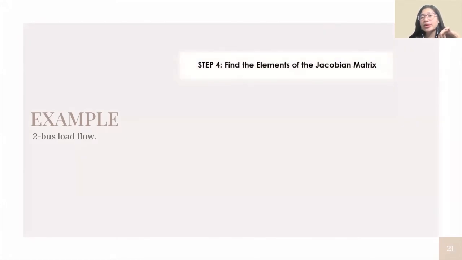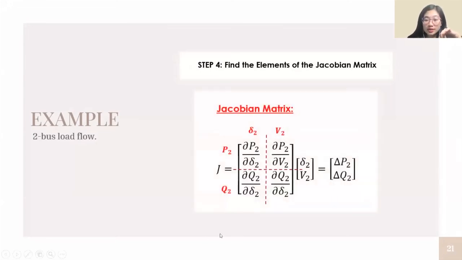Now, our step 4 is to find the elements of the Jacobian matrix. And that Jacobian matrix would be this part. Kung natatandaan ninyo, ito yung formula natin kanina doon sa last part ng derivation, right? The difference is nandito yung ating P2, naka-equal naman siya. So dito yung P2, Q2 natin, then this is the Jacobian matrix, then this is our delta 2 and V2. So that's basically it.